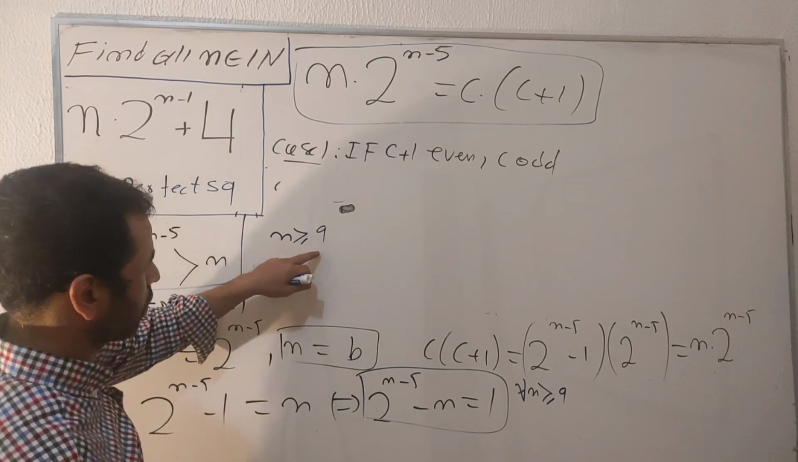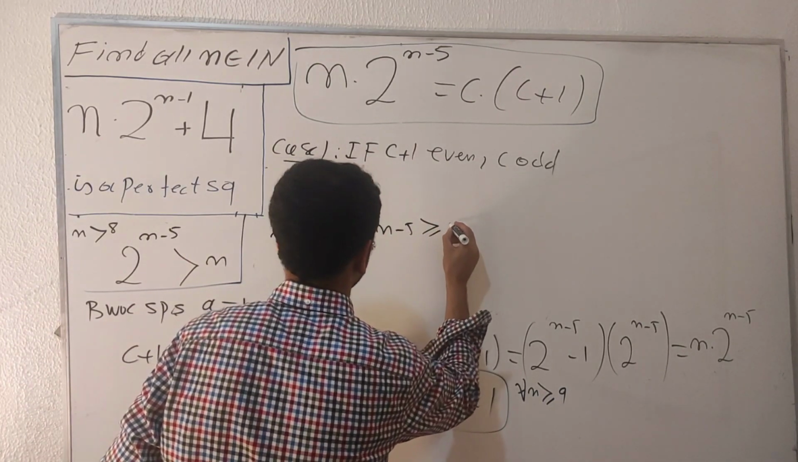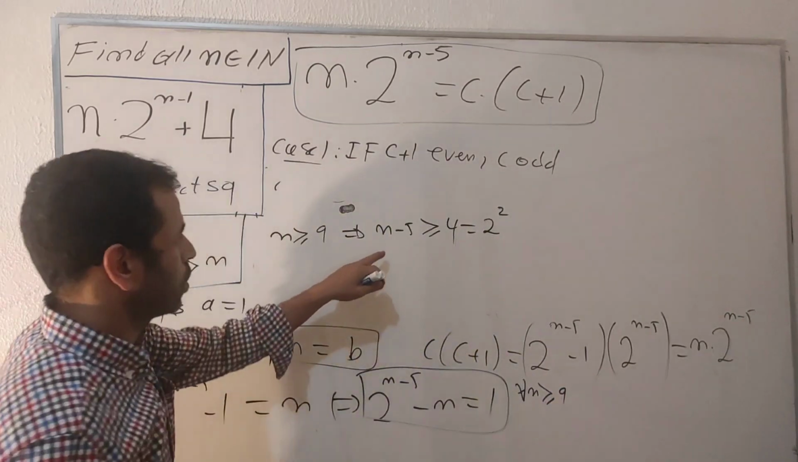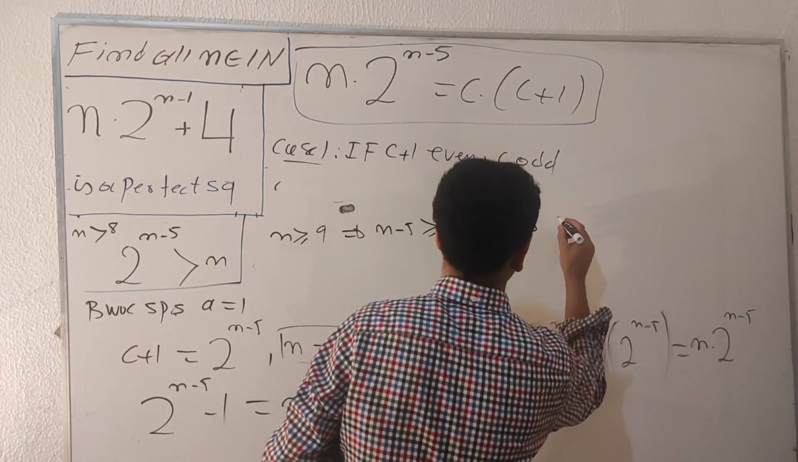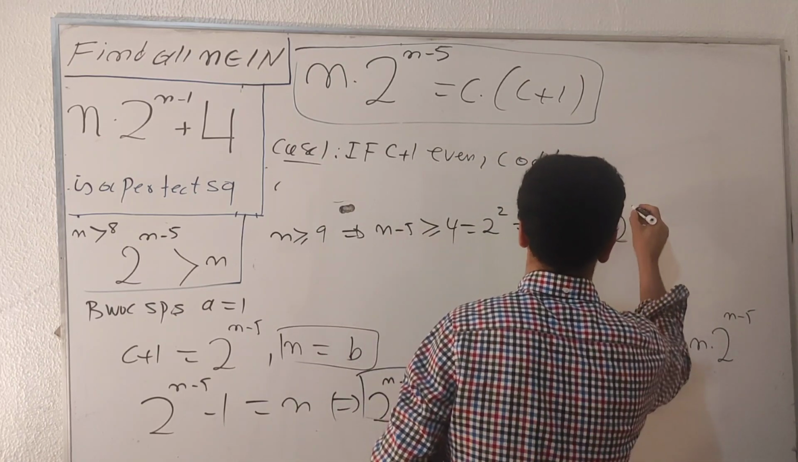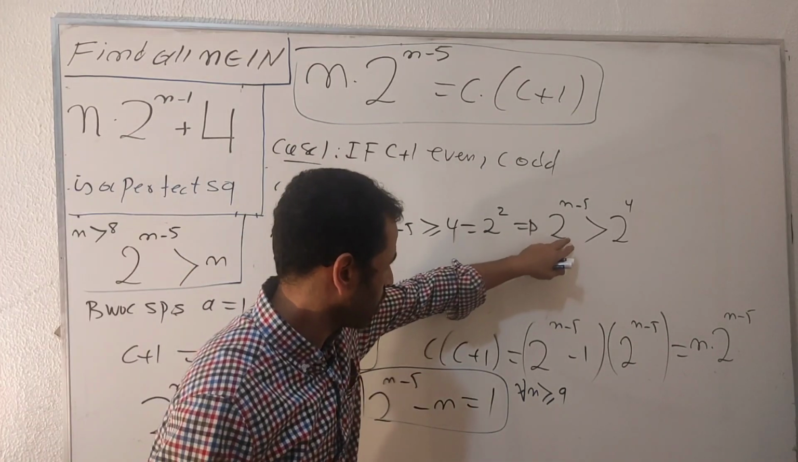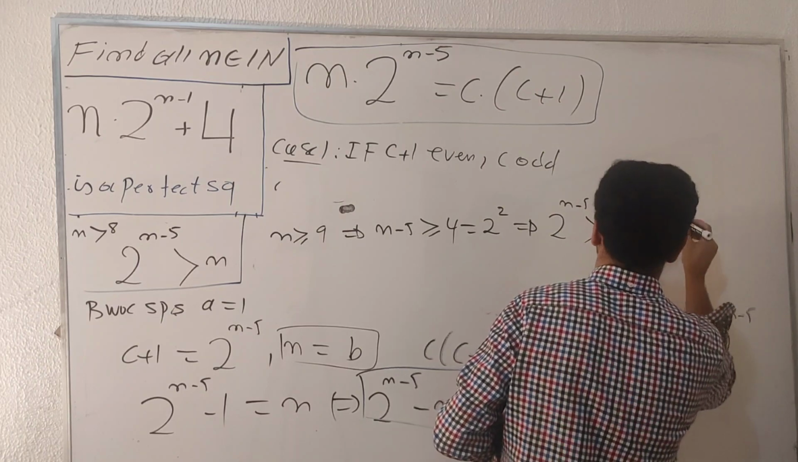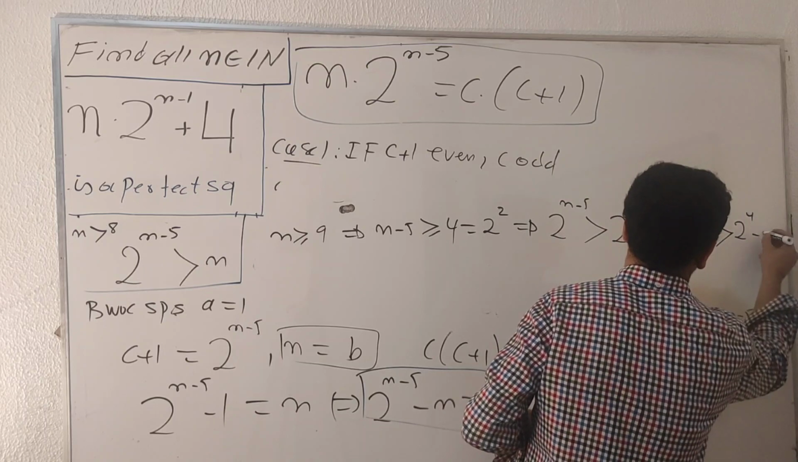Let's subtract 5 from both sides. I get here n minus 5 is superior or equal to 4, which equals 2 squared. Let's raise the number 2 as a power on both sides. I get 2 to the n minus 5 is strictly superior than 2 to the 4. And I put minus n on both sides. I get 2 to the n minus 5 minus n strictly superior than 2 to the 4 minus n.